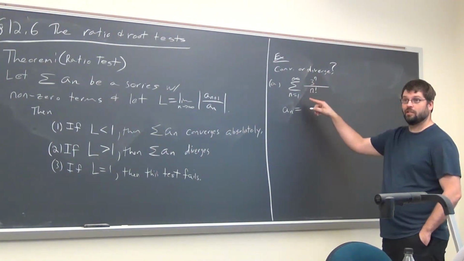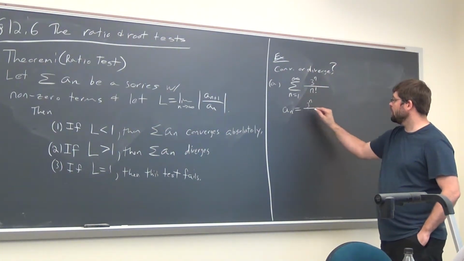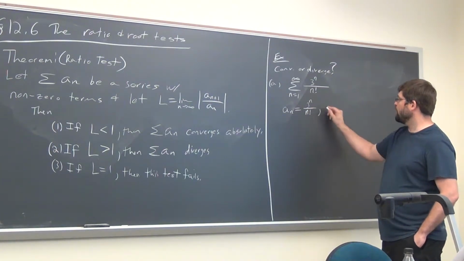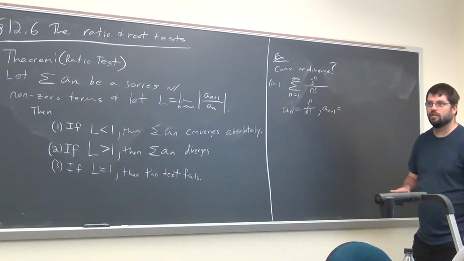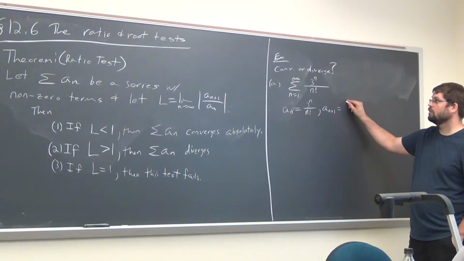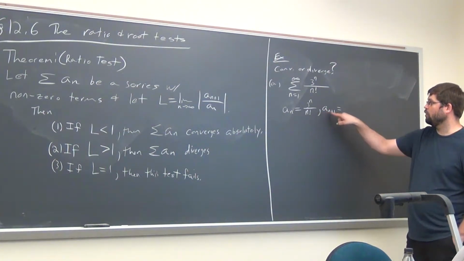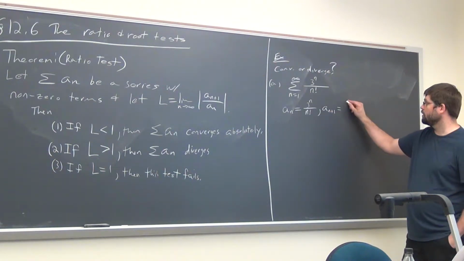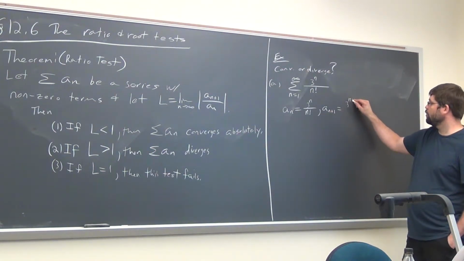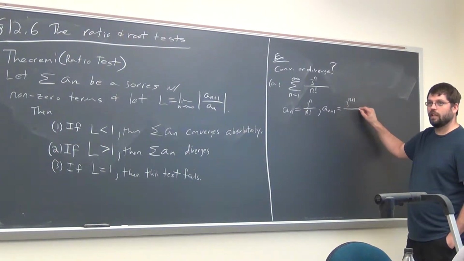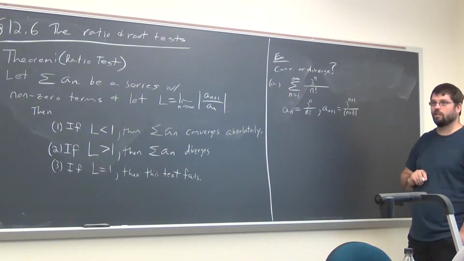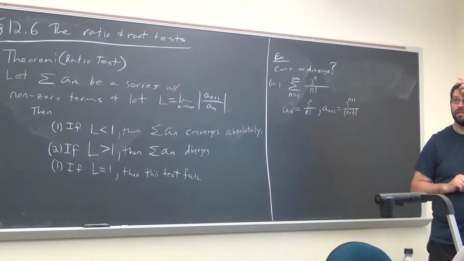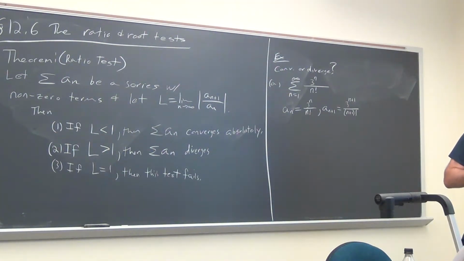Just this, right? It's not a trick. That's your a sub n. What's your a sub n plus 1 then? Just 3? No. Replace your n with n plus 1, right? So 3 to the n plus 1 divided by, replace your n with n plus 1, n plus 1 factorial. That make sense? Why would it be n plus 1 factorial?